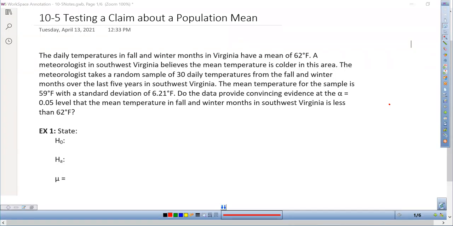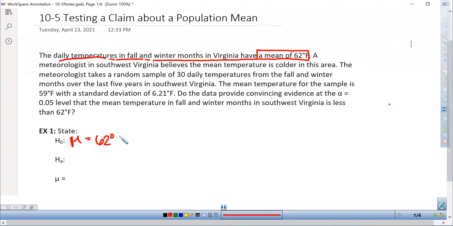Okay, so in this video, I'm going to go through section 10.5, which is titled testing a claim about a population mean. So in this video, we're going to go through the following example. The daily temperatures in fall and winter months in Virginia have a mean of 62 degrees Fahrenheit. And so the fact that we're talking about a mean, this is their assumption. So this is our null hypothesis that the mean, or mu, is 62 degrees Fahrenheit.